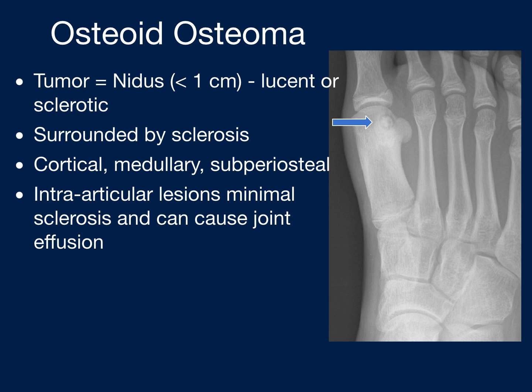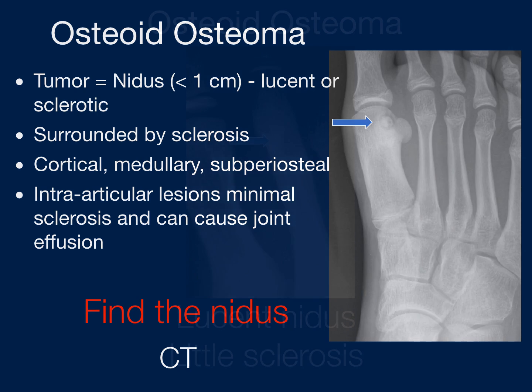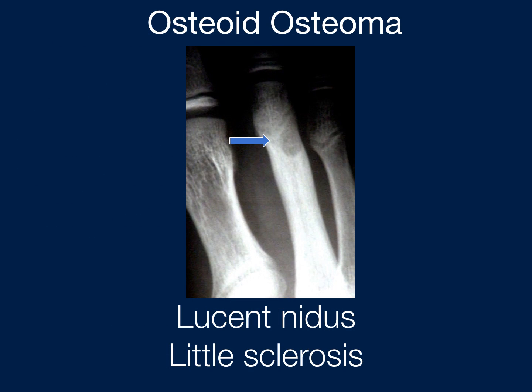With an osteoid osteoma, the nidus is the actual tumor, and it has a variable amount of mineralization, so it can be either lucent or sclerotic. The nidus is usually surrounded by reactive bone sclerosis, and there can actually be so much sclerosis that it obscures the underlying tumor. These could be cortical, medullary, or subperiosteal. Intra-articular lesions are often missing the surrounding sclerosis, and they can cause an effusion, so something to think about with an unexplained effusion. The key to osteoid osteoma's diagnosis is to find the nidus, and CT is the best way to go for that. An example of a tumor appearing as a lucent lesion with just a little sclerosis.